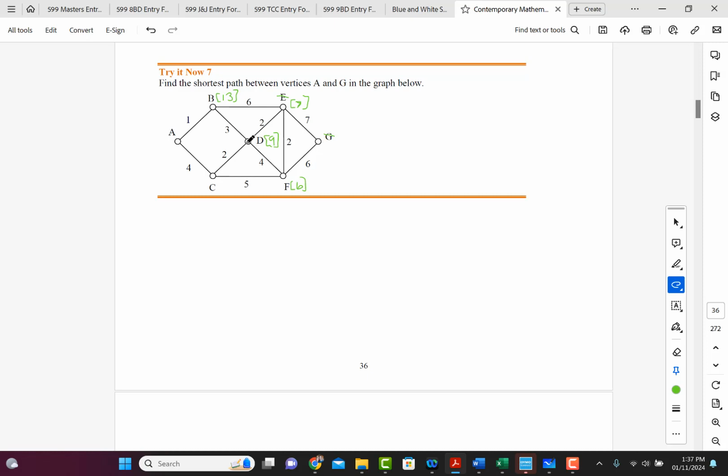So we're going to go for D and C. Let's do D first. D is 4 from F. So we add 4 and 6, which is 10. Now 10 is bigger than 9, so we're not going to replace the 9 for D. We're going to leave that one alone. C is 5 from F, so that's going to get marked with an 11.